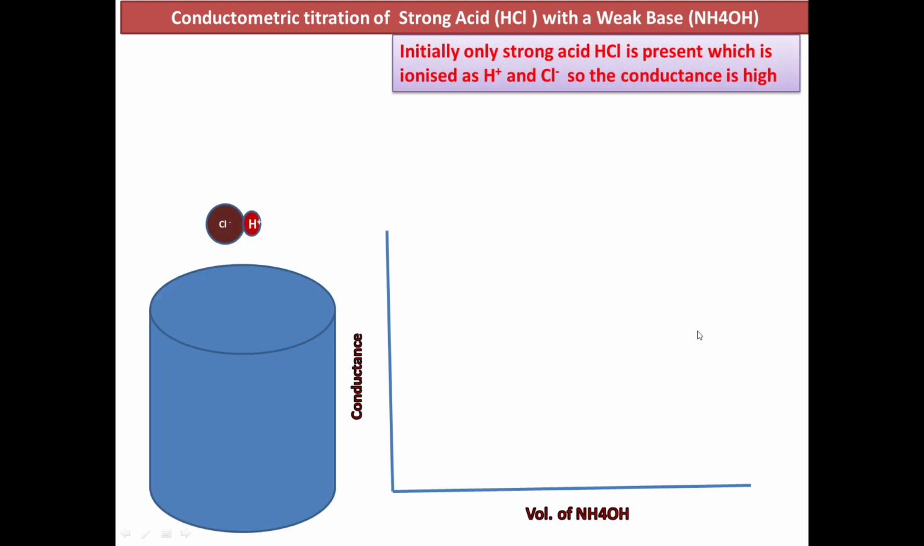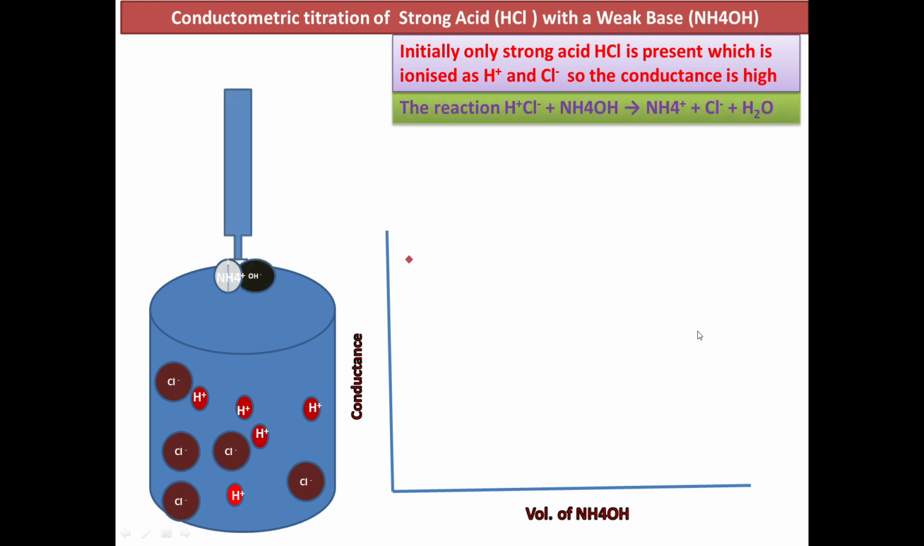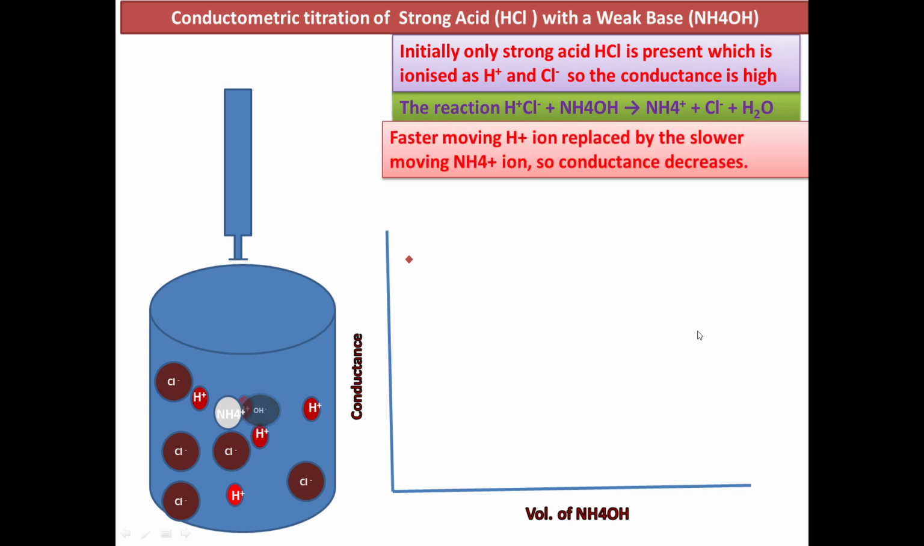Next is conductometric titration between strong acid and weak base. Initially, as we saw, HCl is a strong acid. It easily dissociates into ions in the water, so conductance is high. As you add a weak base, that is ammonium hydroxide, neutralization reaction takes place. H plus and OH minus react, and there is a formation of NH4Cl, that is ammonium chloride. H plus from the solution gets replaced by NH4 plus, which is a slow ion, so the conductance decreases.